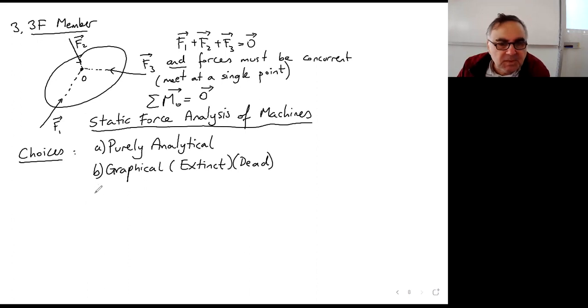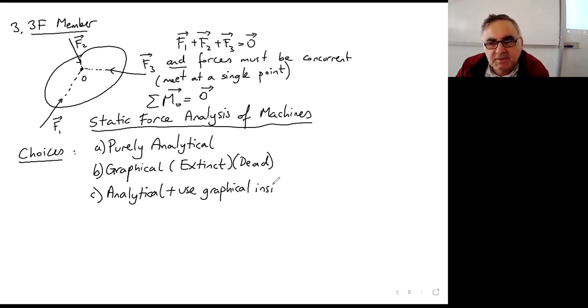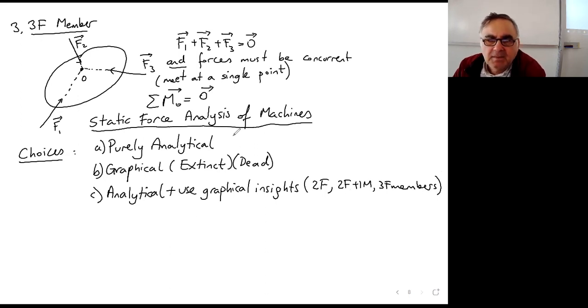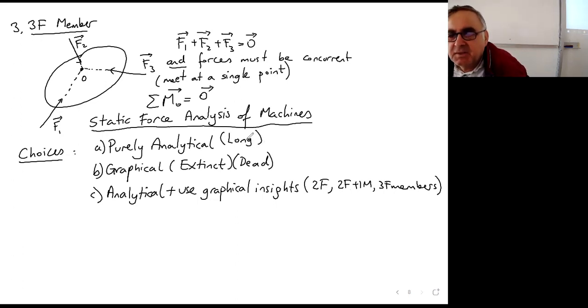Actually, probably the best way is to do this analytical plus use graphical insights, such as two-force plus one-moment, three-force members, etc. Now, a purely analytical way of analyzing the mechanisms is possible, but it takes a lot of time. It's long, okay? So we won't be using it that much.